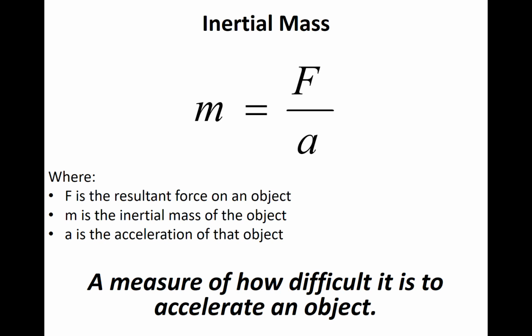So finally, let's look at inertial mass. If we rearrange the equation to make m the subject of the formula, we find that mass equals force per acceleration. That is to say, mass, or inertial mass, is a measure of how difficult it is to accelerate an object. That is, how difficult it is to change the velocity of an object, whether that's increasing the velocity, decreasing the velocity, or changing its direction. It's a measure of how difficult it is to alter the velocity of an object.